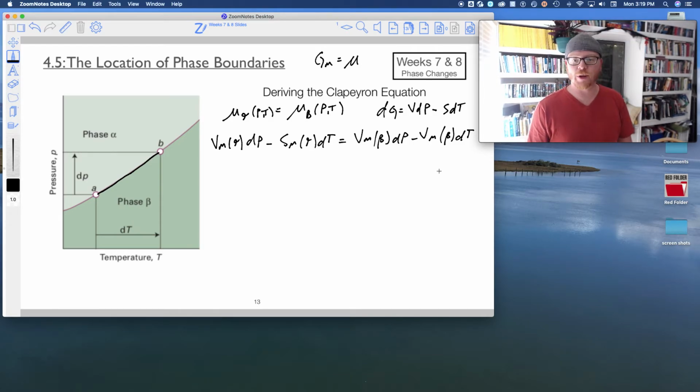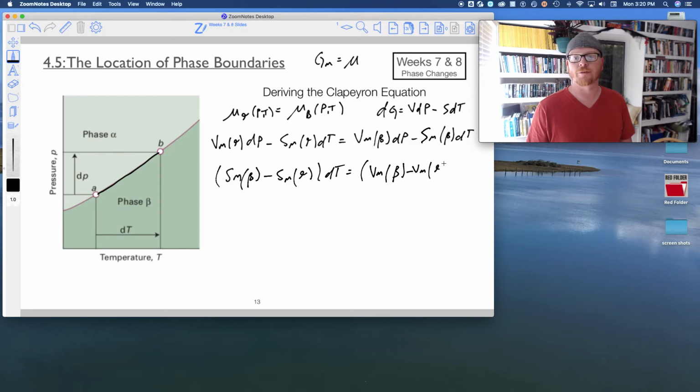And so now what I'm going to do is collect the like terms. I'm going to do a little bit of algebra here. Oops, I wrote volume, but I meant to write entropy. So I'm going to collect the entropies and the volumes on each side. And when I do that, I get Sm of phase beta minus Sm of phase alpha, all times dT, adding that over to that side and subtracting V over to this side, equals the molar volume of phase beta minus the molar volume of phase alpha, times dP.